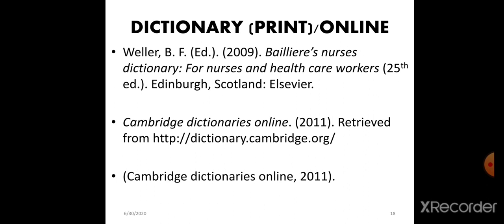Sometimes we definitely use dictionaries, so there are little differences. The dictionary name should be italicized. Other information is the same. You can see Wellers, B.F., the surname and then initials, they are the editors, then year, and the dictionary name is given, for nurses and health workers, 25th edition. Then Edinburgh, separated from the country, Scotland, colon, and finally the company, the publishers, elsewhere. It can be given online too. Online you can quote Cambridge Dictionaries Online, retrieved from this, and inside the text you will just write Cambridge Dictionaries Online, 2011.